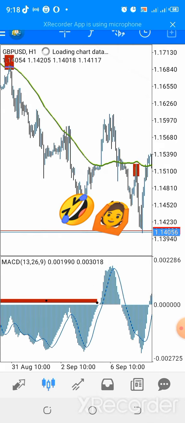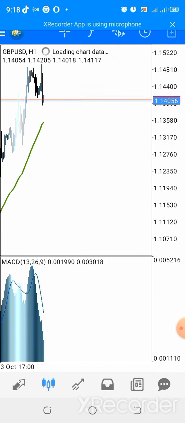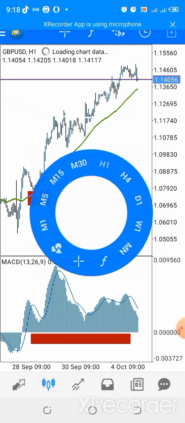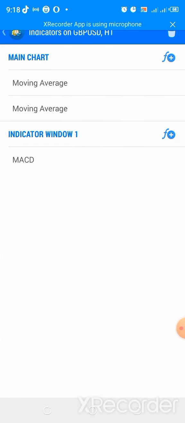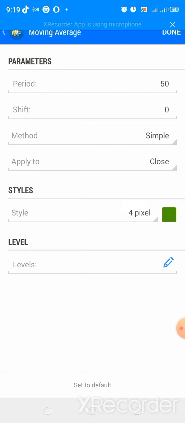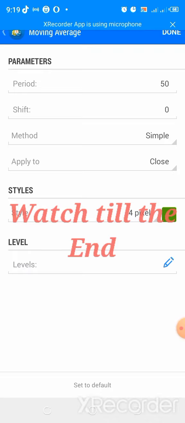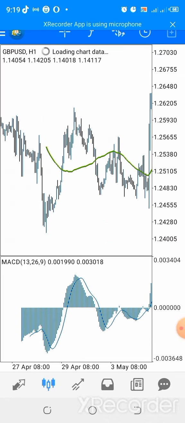So right now, in this strategy, we are using just one moving average. This is the setting of this moving average. The setting here is the 50 simple moving average. Please take note of the settings. 50 period, shift 0, method simple, apply to close. Use any color of your choice, but my custom color is usually green. As you can see there, you click done.